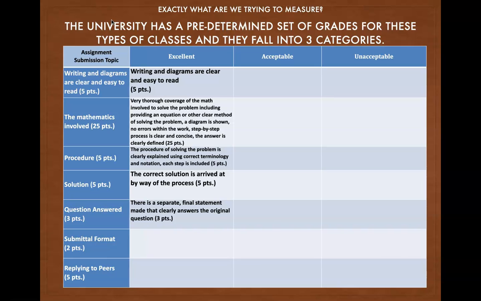The next one, question answer. So there is a separate, circled, highlighted final statement that clearly answers the original question. And so again, we talked about that. Sometimes word problems in math ask a very specific question, and the solution to the problem you set up doesn't answer that question. So I want the answer to the actual question in the problem.